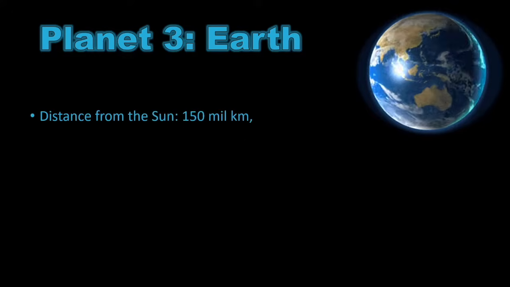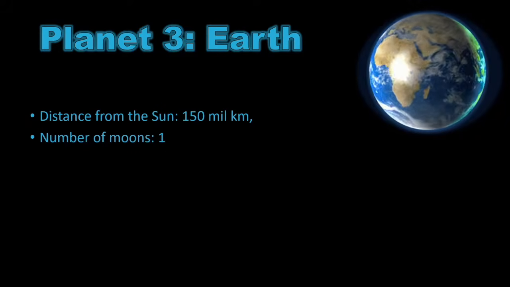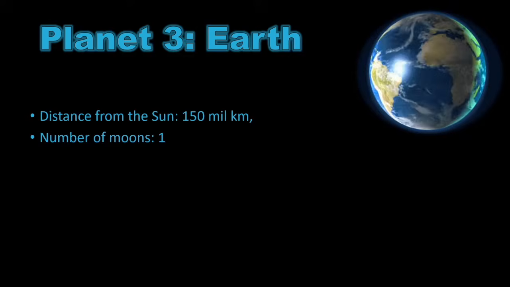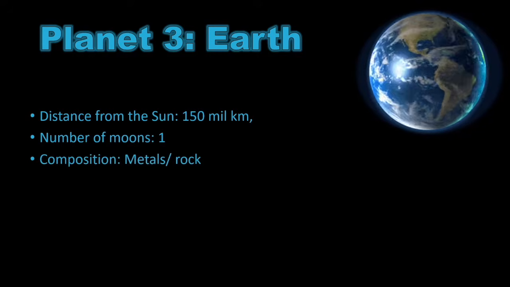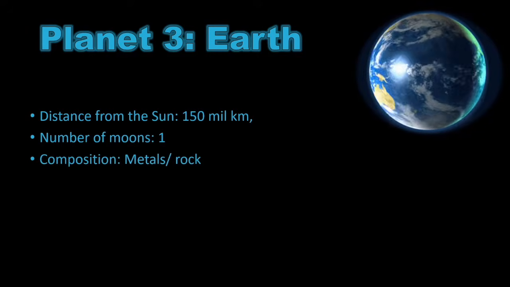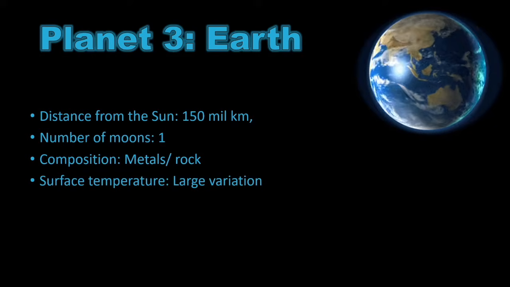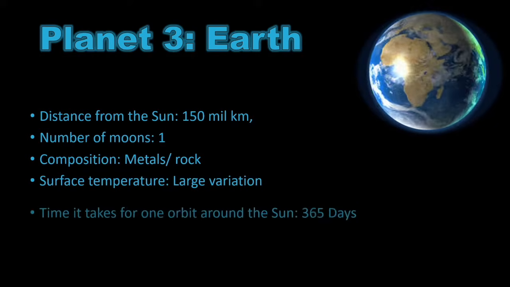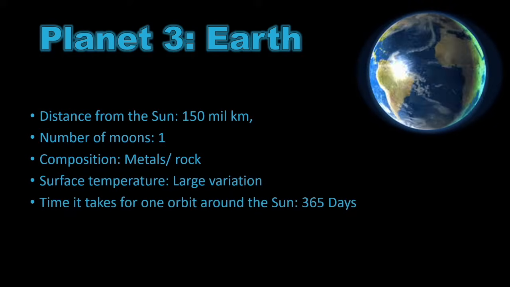So let's have a look at Earth. Earth is about 150 million kilometers from the Sun. It only has one moon. It is made out of metals and rocks. It has a large variation of temperatures, and it takes about 365 days to orbit the Sun.